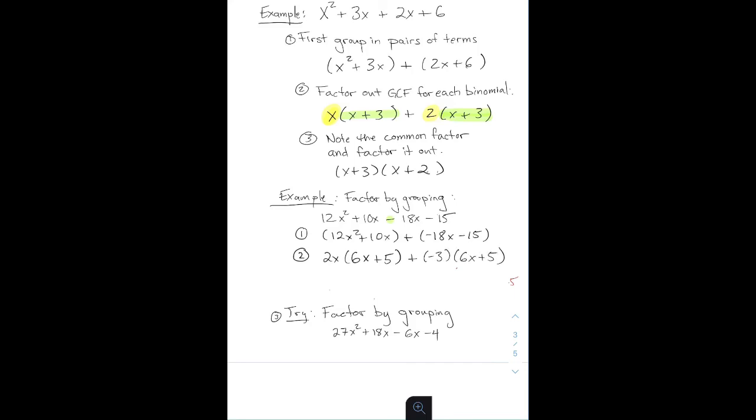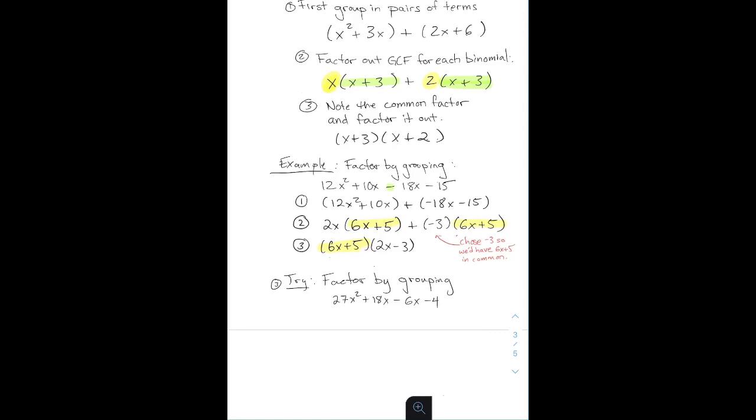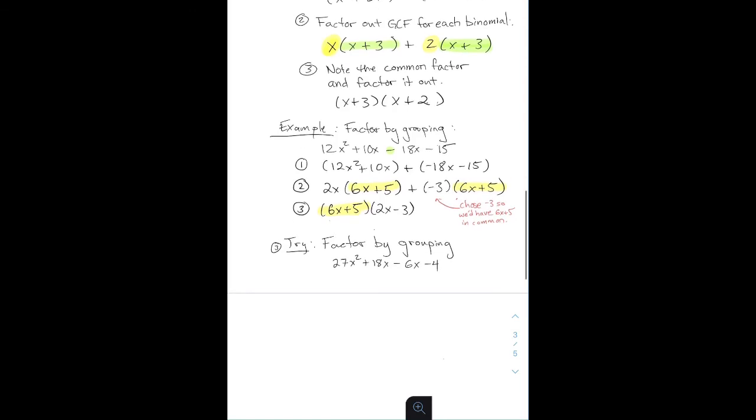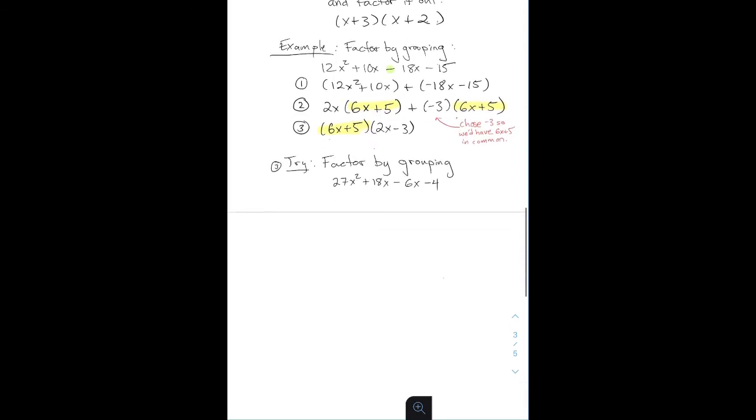Check it by distribution. So what's the common factor? 6x plus 5. So we get 6x plus 5 times 2x minus 3. Okay, try this factoring by grouping question. Follow the steps.